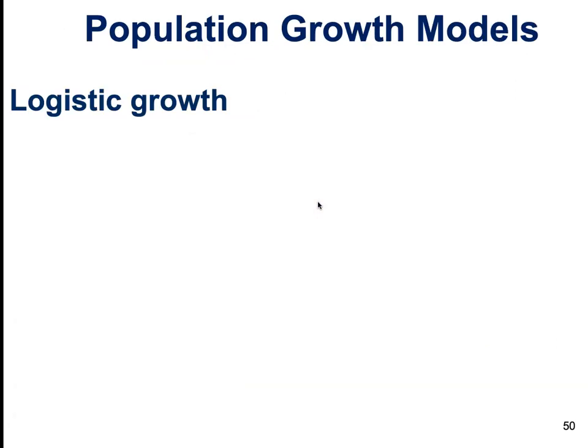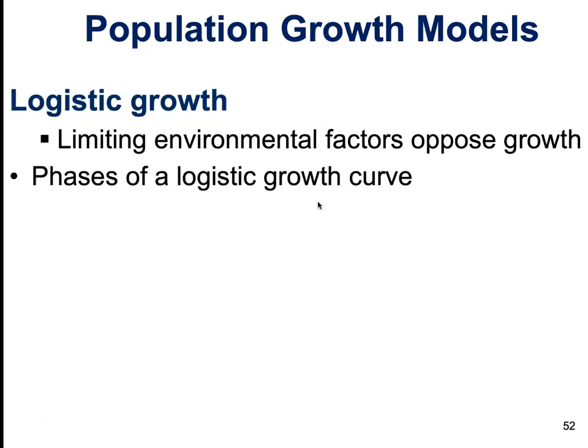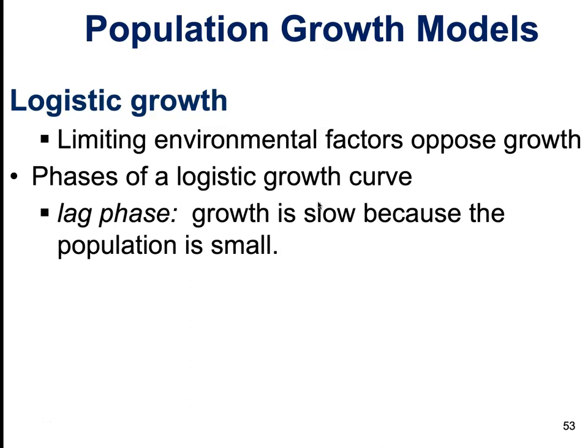What we tend to see instead is logistic growth. Logistic growth occurs when there are limiting environmental factors that oppose growth. There are going to be a couple of different phases for the logistic growth curve. There's going to be the lag phase, where growth is slow because the population is so small.